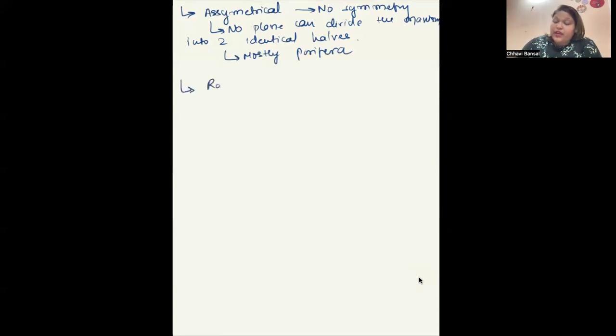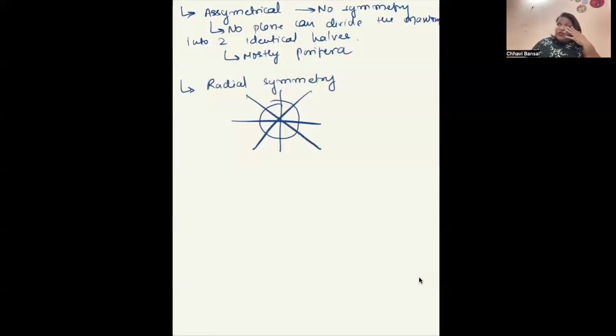Next is radial symmetry. Radial symmetry means what? In radial symmetry, there is more than one plane. For example, let's take the example of a ball. So there is this plane also, this plane also, this plane also, this plane also. There are more than one plane which is able to divide the body into two identical halves. Then such type of symmetry is called radial symmetry.